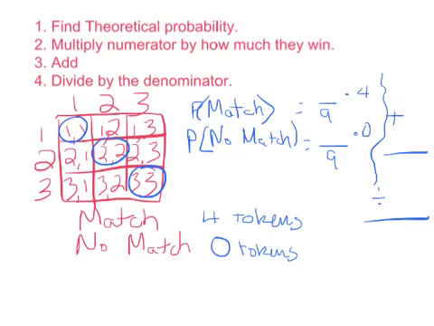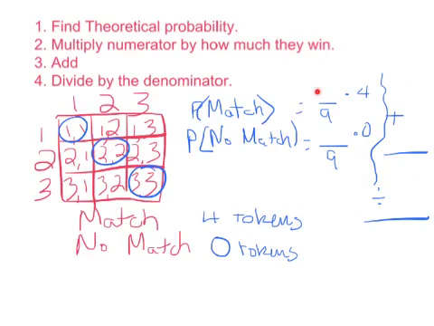So I set the problem up for you. This is the probability model with spinning 1, 2, 3, and then spinning another spinner 1, 2, 3, trying to get a match. If they get a match, they get 4 tokens. If they don't get a match, 0 tokens. And I laid out the probability for you right here.